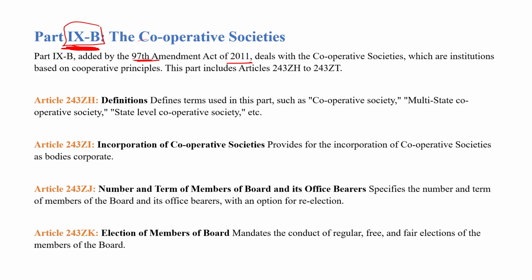Some examples are like Amul, which is a type of cooperative society. IFFCO, we all know Indian Farmers Fertiliser Cooperative, is a cooperative society. Shri Mahila Griha Udyog, known as Lijjat Papad, is a cooperative society. So these are some examples of cooperative societies. Now we have to understand what are the important articles related to cooperative societies.